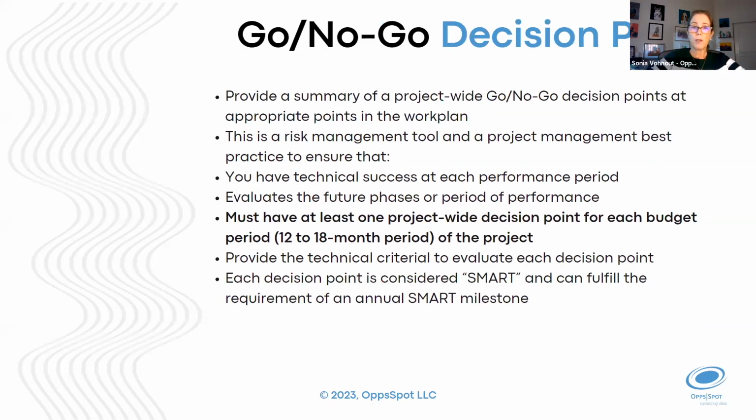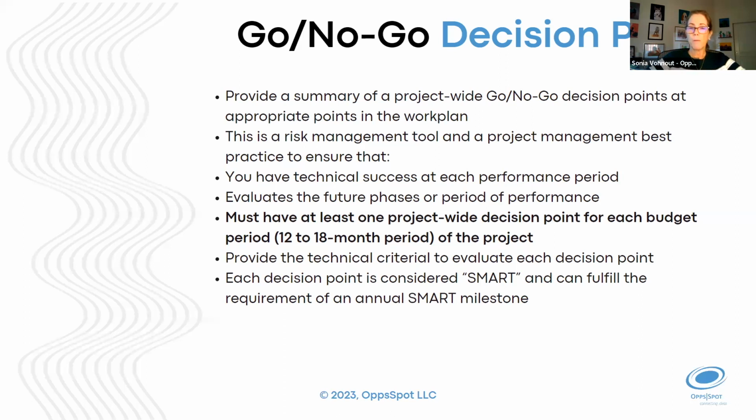Go and no-go decision points. Provide a summary of what these decision points are going to be related to your work plan. This is another way of mitigating risks. If you come to a point where you can no longer manage a risk, or you identify something that is not going to be technically feasible, that's a no-go, right? No reason to continue. And then how do you relate it to your technical success within each performance period?